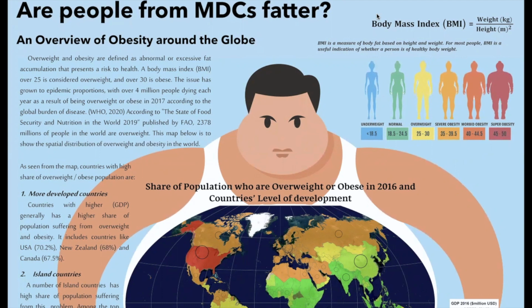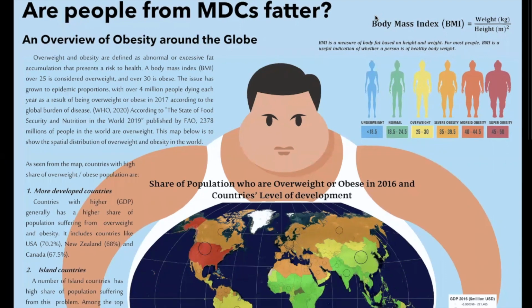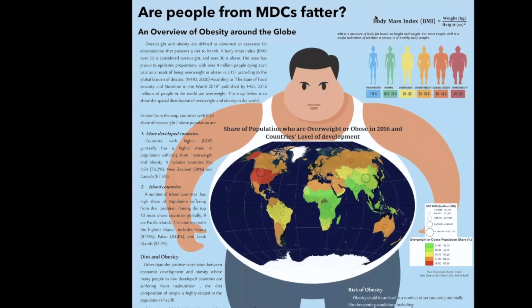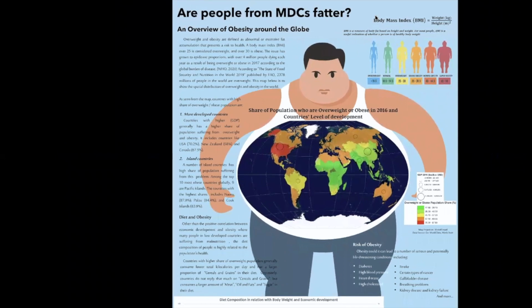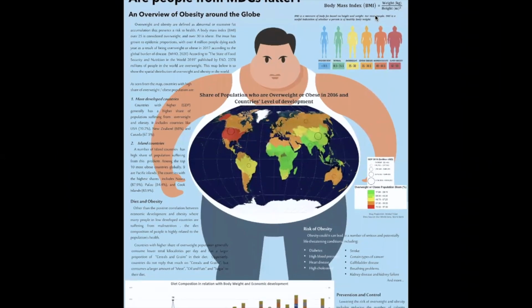Overweight and obesity is defined as abnormal or excessive fat accumulation that presents a risk to health. A body mass index of over 25 is considered overweight, and over 30 is obese. This issue has grown to epidemic proportions, with over 4 million people dying each year as a result of being overweight or obese in 2017, according to the Global Burden of Disease written by the WHO.